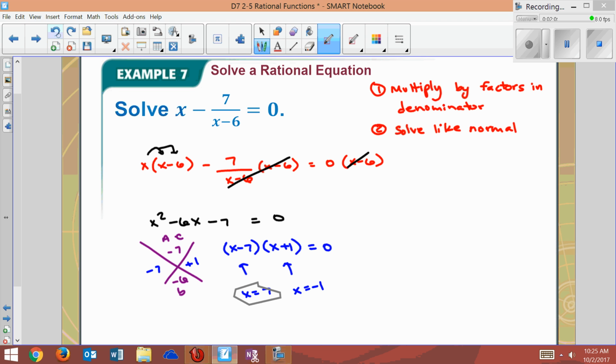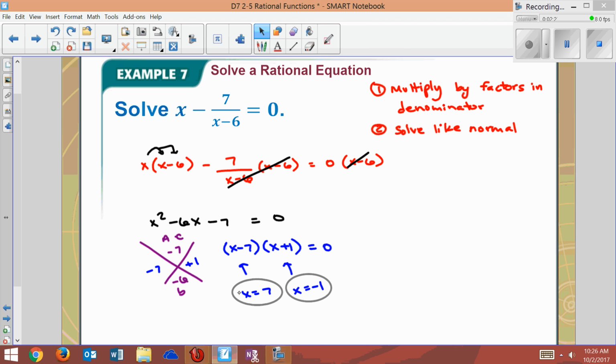And then what we would do is we would check the other one to make sure it's a good answer. We plug in negative 1 minus, here negative 1 minus 6 more is negative 7. 7 over negative 7 is negative 1. This becomes positive 1. So negative 1 plus positive 1, that's also a good answer.